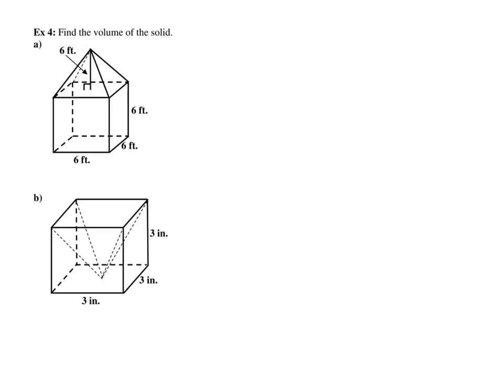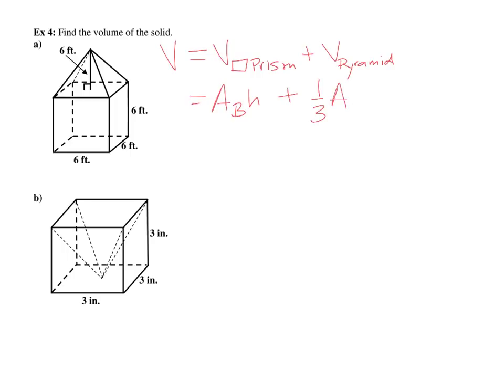Done. For example 4, find the volume of the solid. All right, so volume is equal to the volume of the rectangular prism plus the volume of the pyramid. All right, volume of the prism, that's just area of base times the height, and plus volume for a pyramid, 1/3 area of base times the height for the pyramid. Make sure not to confuse the heights.